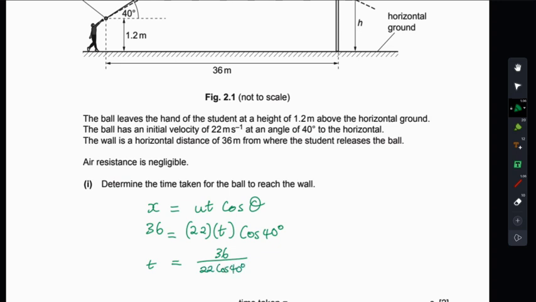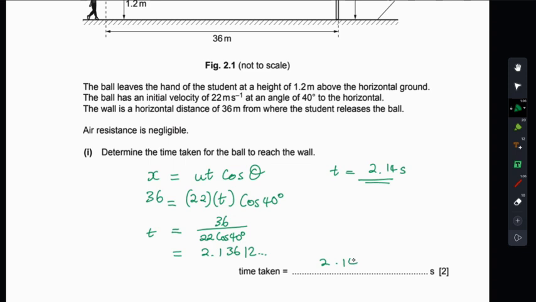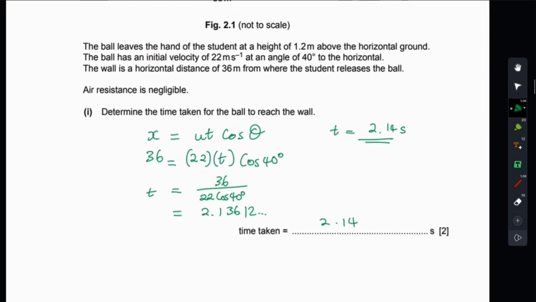What do we get here? 36 over 22 cos 40. I'm getting 2.13612, which is approximately equal to 2.14 seconds. That's the time to reach the wall, 2.14 seconds. Let's see what's the next question.